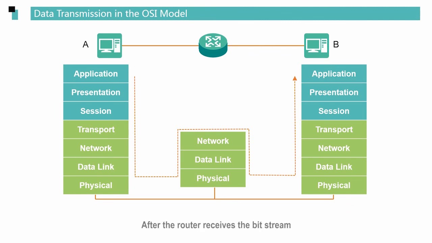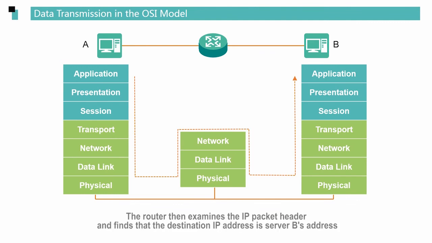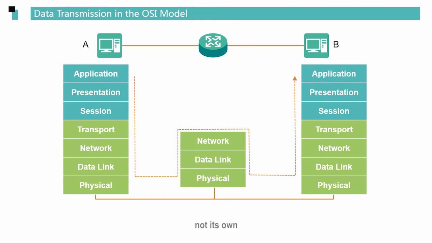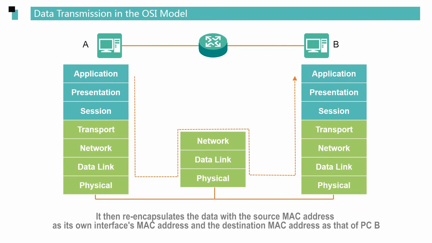After the router receives the bit stream, it begins the process of decapsulation. The router first examines the outermost header, which is the Datalink layer header, and finds that the destination MAC address is its own. Therefore, the router removes the Datalink layer header. The router then examines the IP packet header and finds that the destination IP address is server B's address, not its own. It then re-encapsulates the data with the source MAC address as its own interface's MAC address and the destination MAC address as that of PCB.